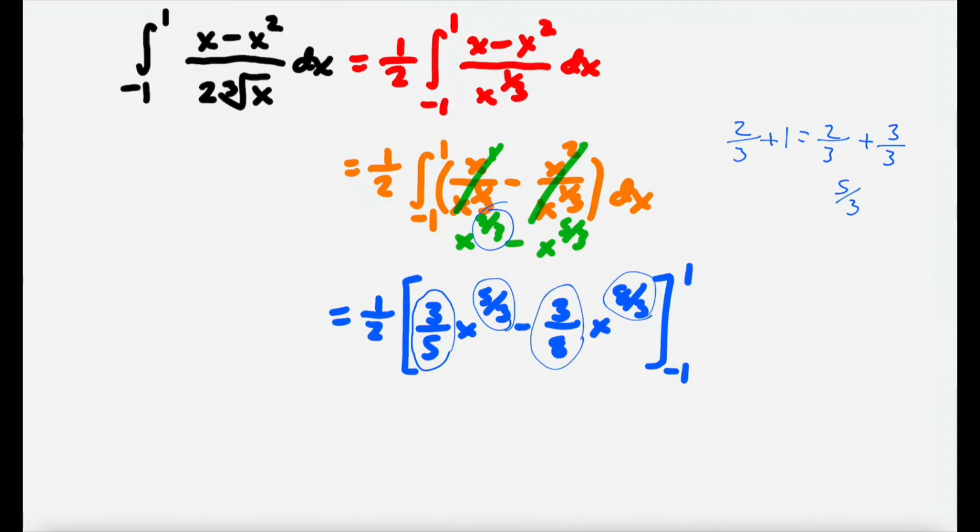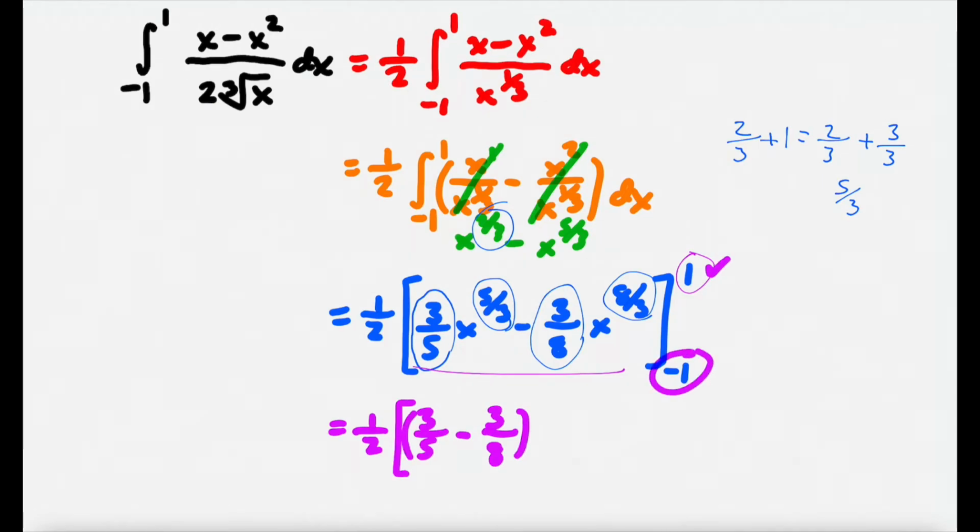All right, from here I'm going to first plug the 1 into this whole thing right here. Still have the 1/2 in front, so I'm going to take that out here. When you plug in 1, you're going to get 3/5 minus 3/8. Put that in parentheses, so that's the first one here. Now we're going to put the -1 in.